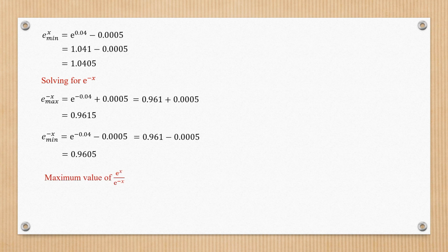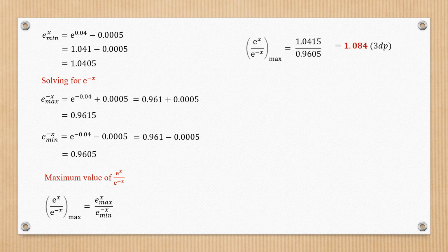Alright, so now that I know that, I can first find the maximum value of e^x over e to the power negative x. Now remember, when finding maximum and we're dealing with quotients, at the top I'll have a maximum over a minimum. So remember that when I'm finding maximum, I'll have a maximum over a minimum, and that is because both of the values at the top and the bottom are positive. So I have 1.0415 over 0.9605, which will give me 1.084 to 3 decimal places.